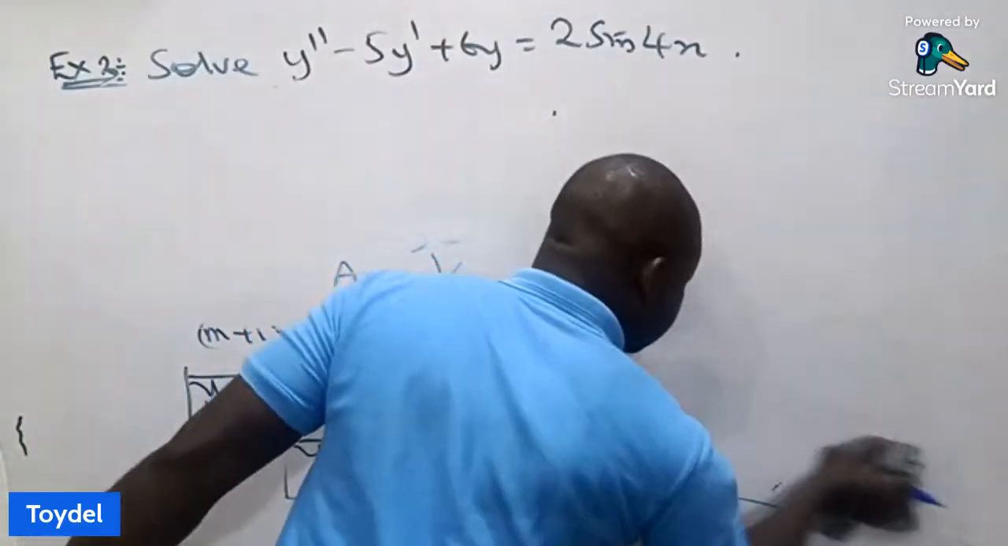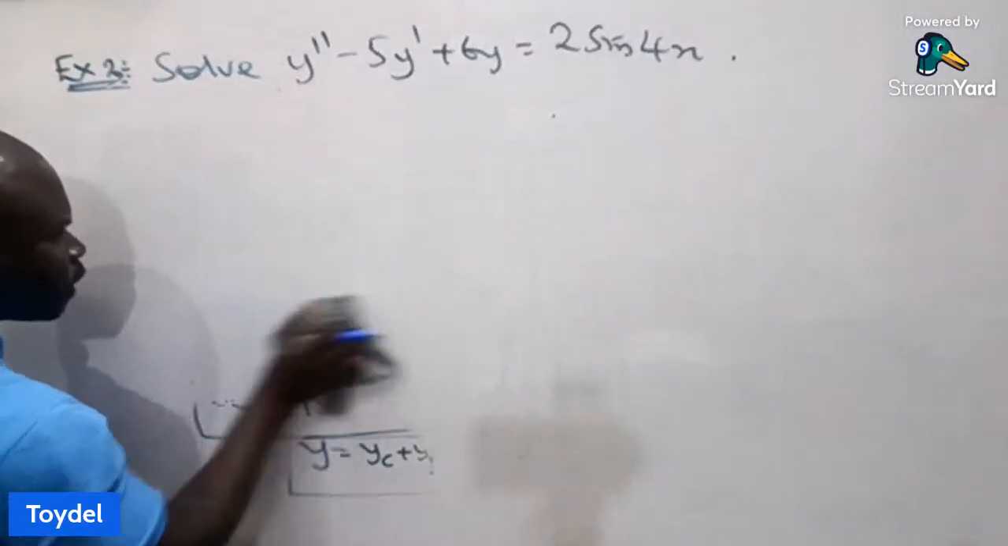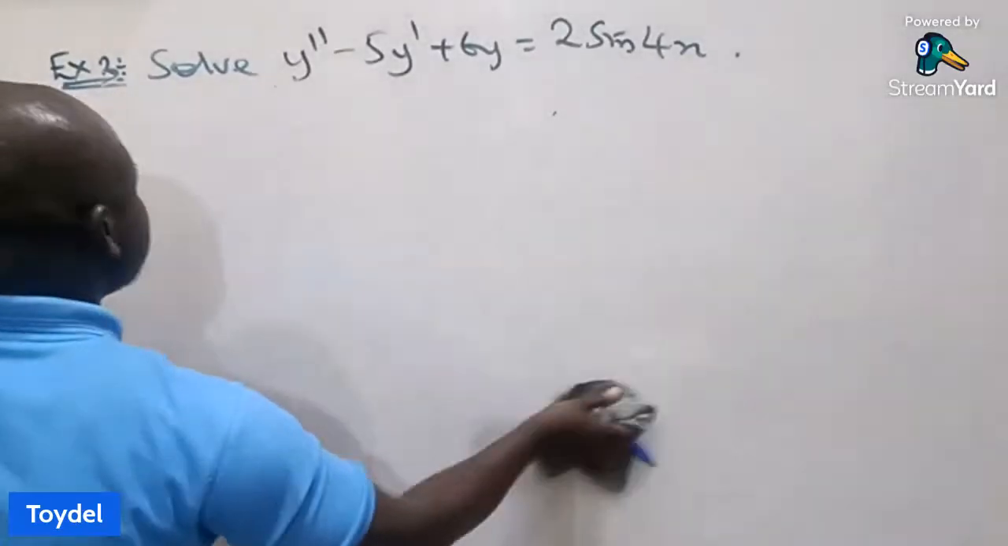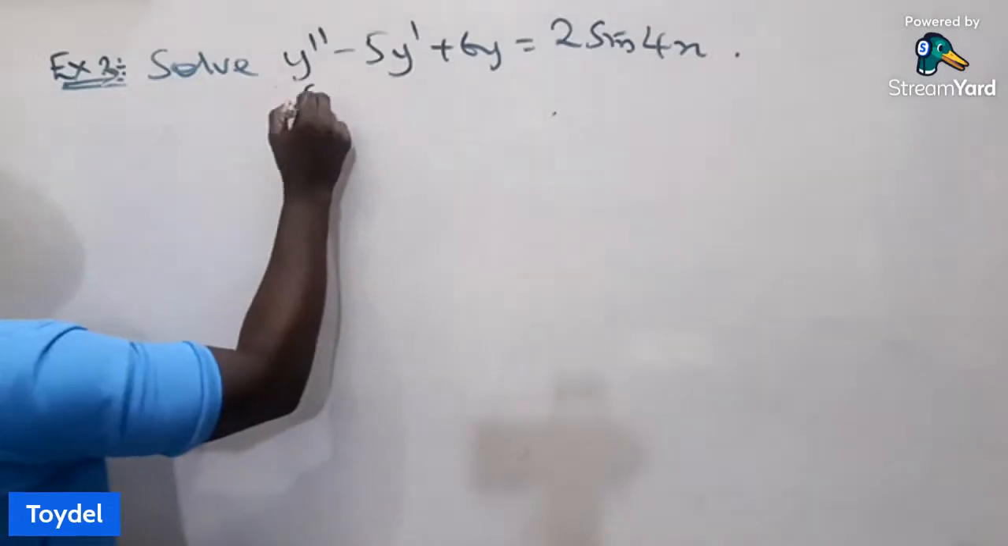So how do we solve this example? The first step is to find the complementary solution. Then once we generate the complementary solution, we go ahead and find the particular solution. Then the combination of the two will give us the total solution. So from here now, we say solution.